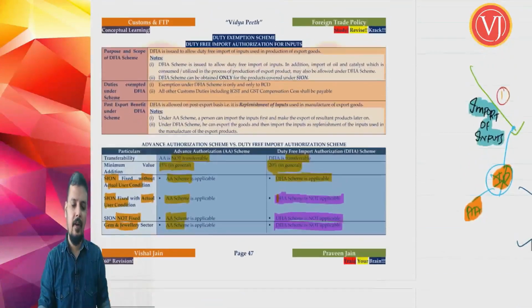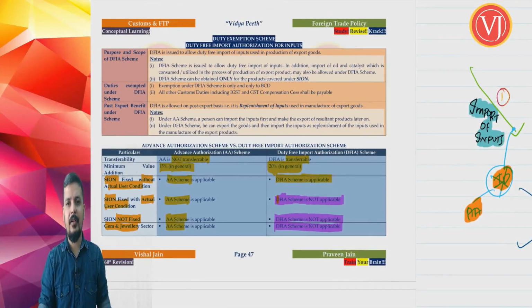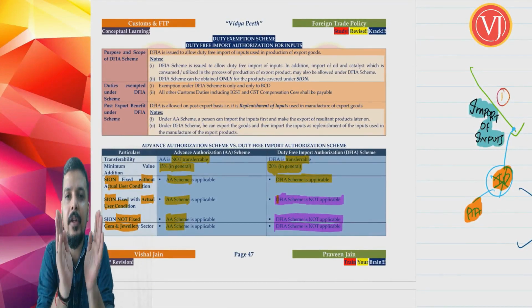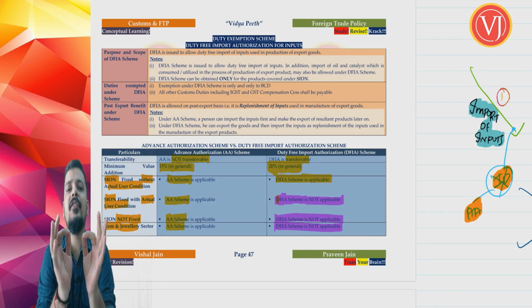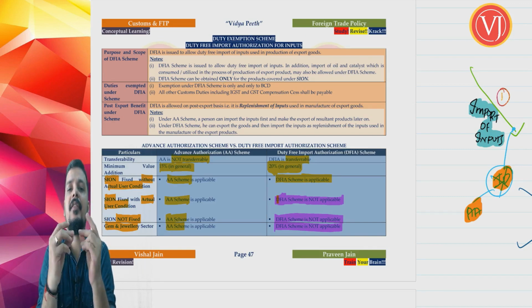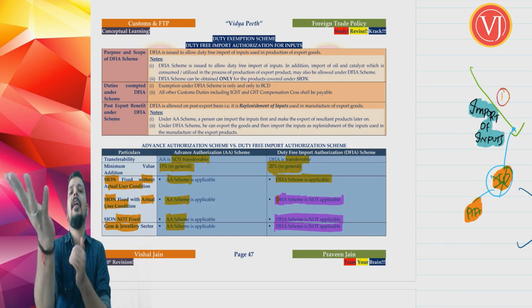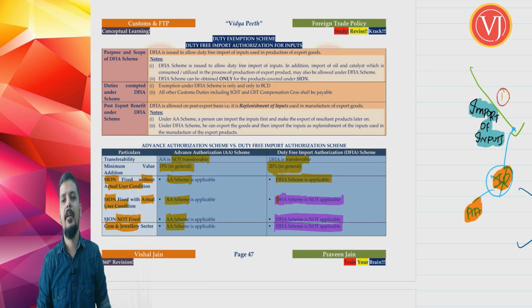Friends, if you look at it carefully, what are the differences? Simple differences. Your advance authorization is not transferable. Only you have to fulfill the condition. It's not transferable. Only you have to fulfill the export obligation. You cannot transfer it to someone else. Whereas your duty free import authorization is just like your MEIS script, SEIS script, it is transferable. You can transfer it to someone else, you can sell it, right?